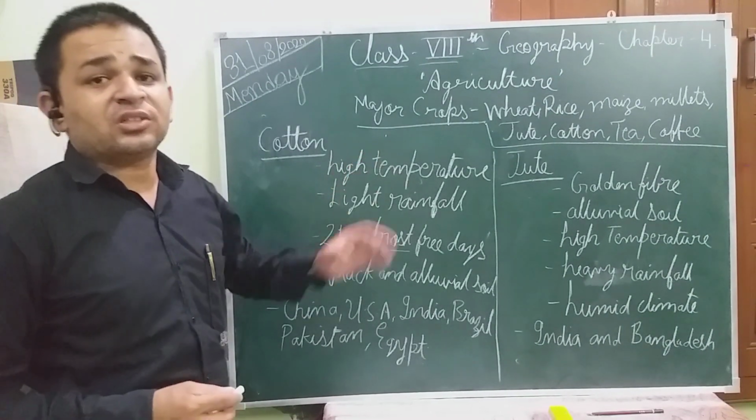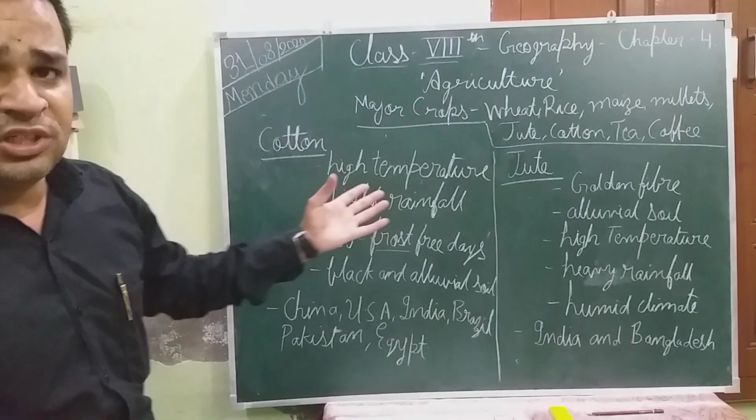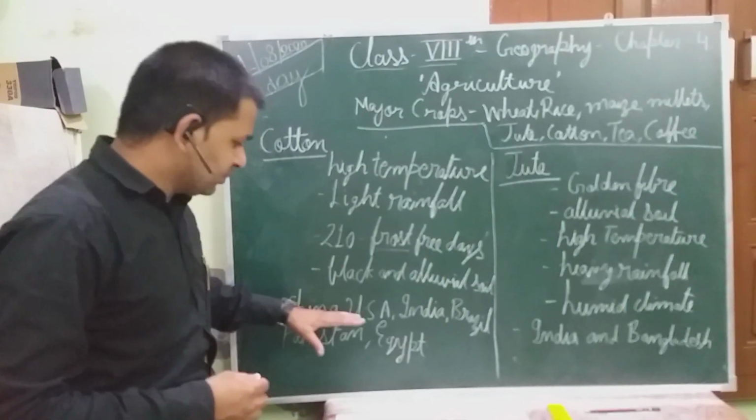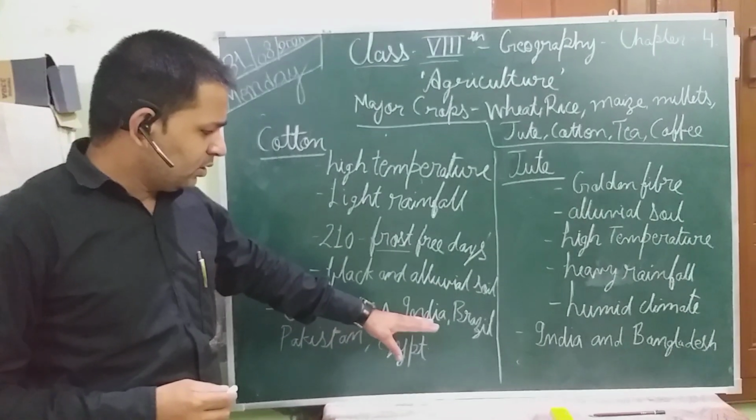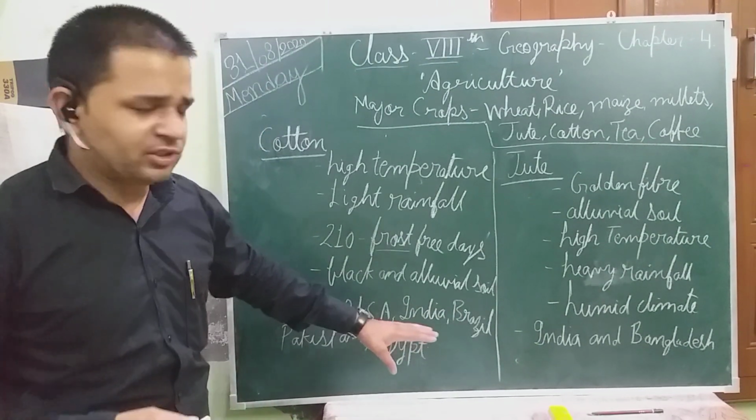As far as the countries are concerned, let us see which countries in the world are the leading producers of cotton: China, USA, India, Brazil, Pakistan, and Egypt.